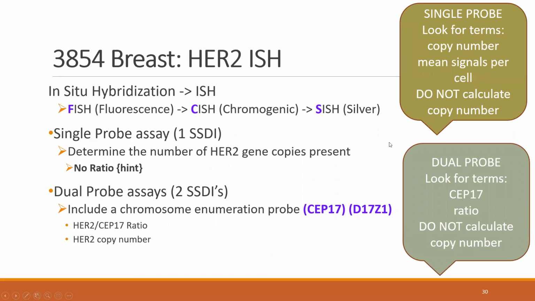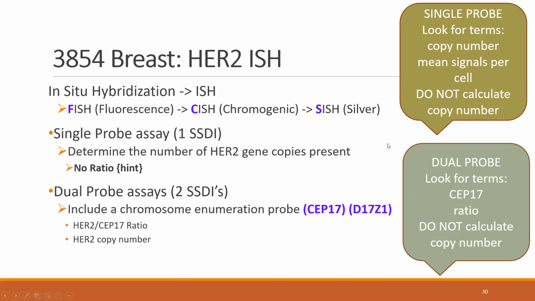Okay, so let's look at the HER2 ISH results. These could be FISH, KISH, or SISH. I would say the FISH is probably the most common of what most people see. This is the in situ hybridization. You might have a single probe or you might have a dual probe. And so there are some tips to knowing what to look for.